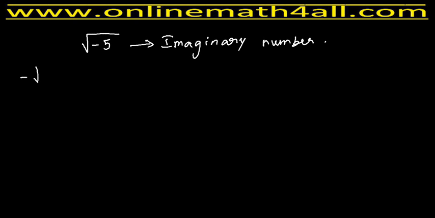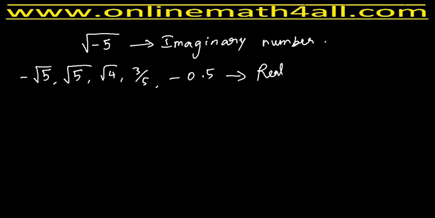For example, -√5. So this is real, because what is the difference between this one and this one? In the first case, the imaginary case, we have a negative sign inside the square root, but in the real case we have a negative sign outside the square root. So the second number, -√5, or simply √5, √4, 3/5, -0.5, all other numbers like this are real numbers.